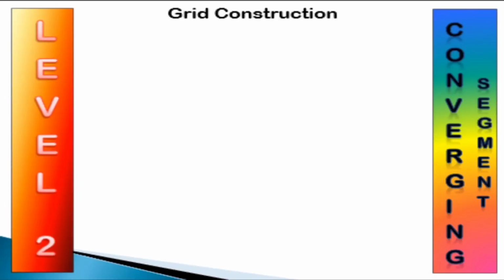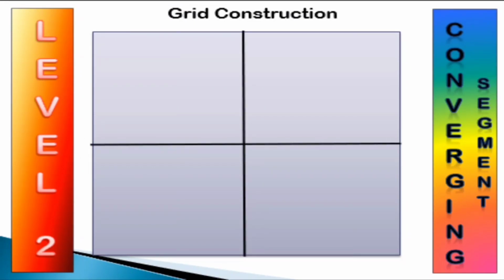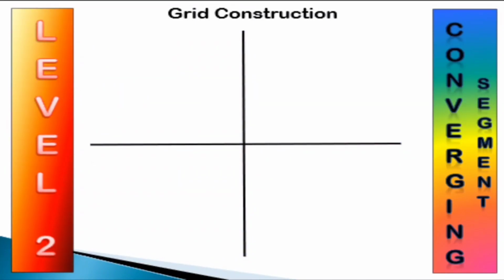Let us now proceed to the grid construction of your modulo art. Given that this is the biggest square in your cartolina, you are going to divide it into 4 quadrants. So this is now quadrant 1, quadrant 2, quadrant 3, and quadrant 4.